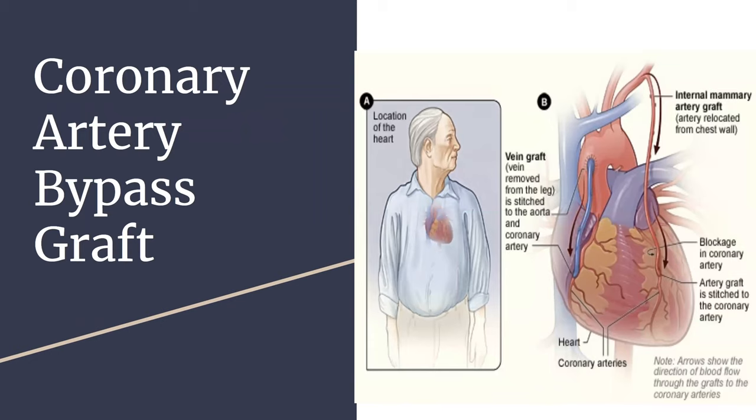Now, a coronary artery bypass or graft is when they cut away parts of an artery that are clotted or blocked, and then they go ahead and bypass it through another location where there's better blood flow. So in a vein graft, the vein is removed from the leg and it's stitched to the aorta and coronary artery. And in an internal mammary artery graft, the artery is relocated from the chest wall.